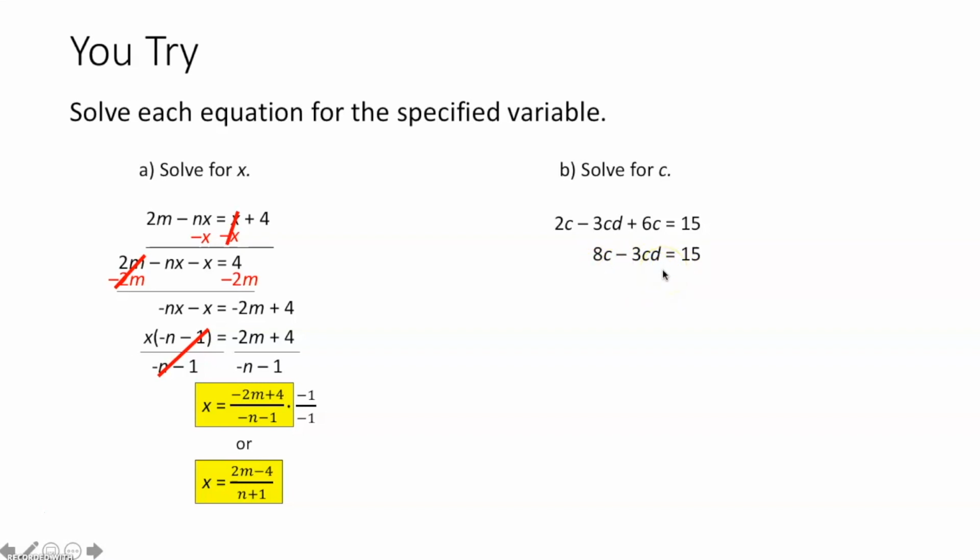Done. Step 3, constants and other variables got to go to the right. So, how do I do that? Well, these both have a c, so if you recall, if these both have a variable that we want, we do something called reverse distribution or factoring.